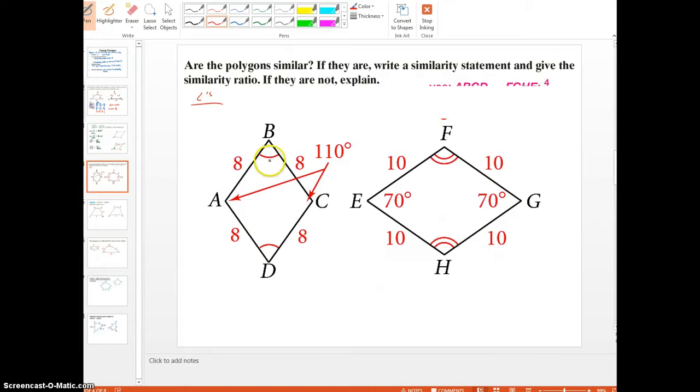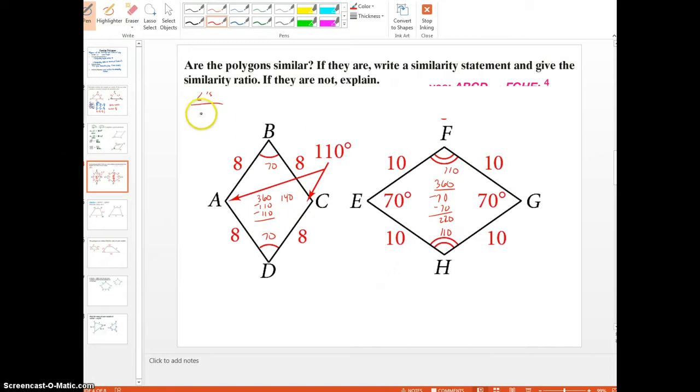What could I do to figure out these two angles? Well, all four angles have to add up to 360. So 360 minus 110 minus 110 will give me 140, which makes that 70, and that 70. And if I look at this, 360 minus 70 minus 70 gives me 220, which then gives me, divided by 2, 110 and 110.